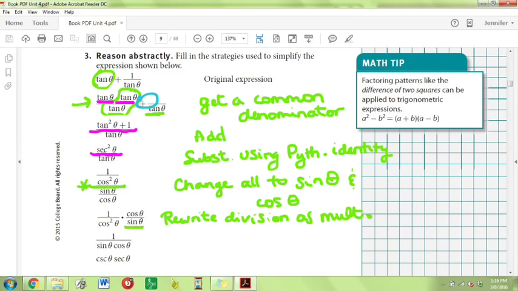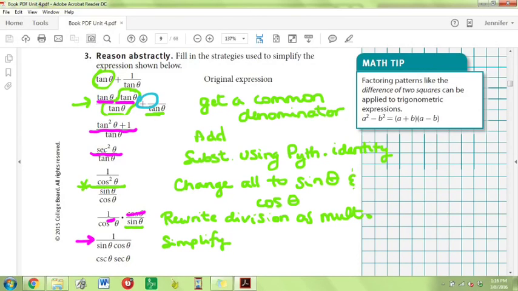Now at this point, I see that I have a cosine theta in the numerator and cosine squared theta in the denominator, and so that means one of those can divide out. I'm going to divide out one of the cosine thetas in the denominator, so that I'm left with 1 over sine theta times cosine theta. And in that step, all we did was simplify, divided out what we could.